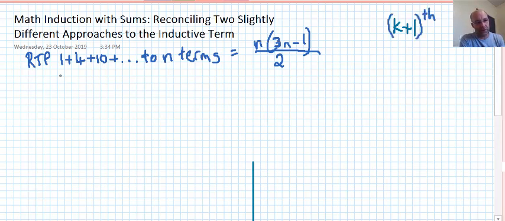So as you can see, we've got an example here. We're required to prove 1 plus 4 plus 10 plus so on up to n terms equals n outside of 3n minus 1 over 2. First thing we need to do is find the general term, or the nth term. Now, this one might be a little bit different to some of the ones you've seen. It doesn't have an expression to summarize the nth term.